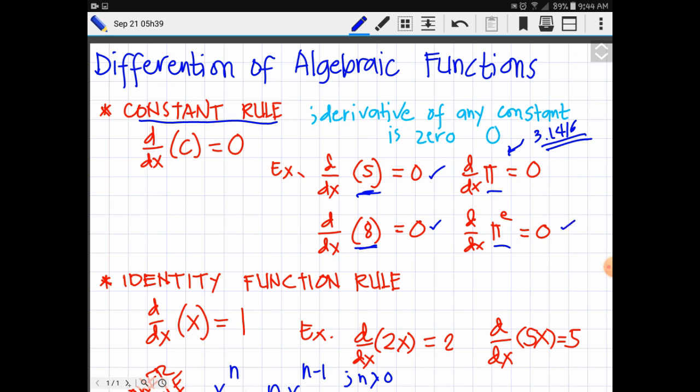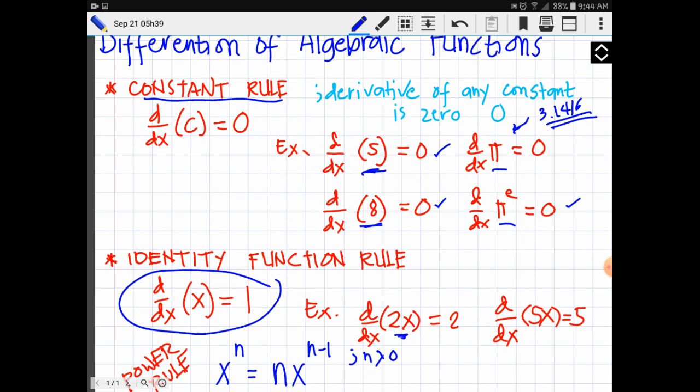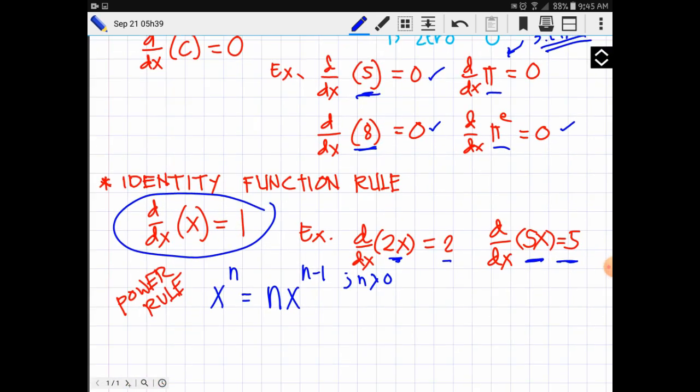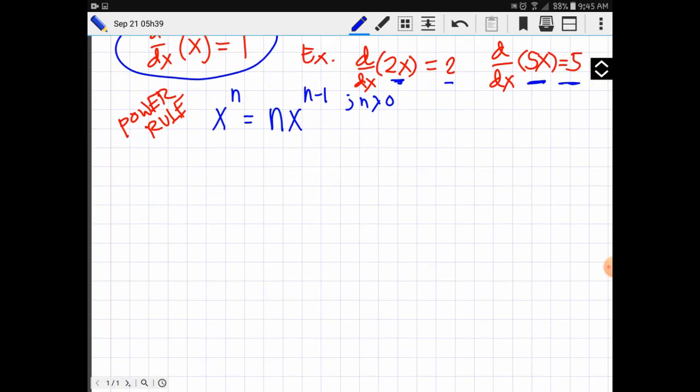The next rule is the identity function rule. As you can see, this is the working formula. If we have the derivative of x, that is equal to 1. So for example, the derivative of 2x is 2, and the derivative of 5x is equal to 5. Now, before I discuss the sum rule, I will first discuss the power rule.